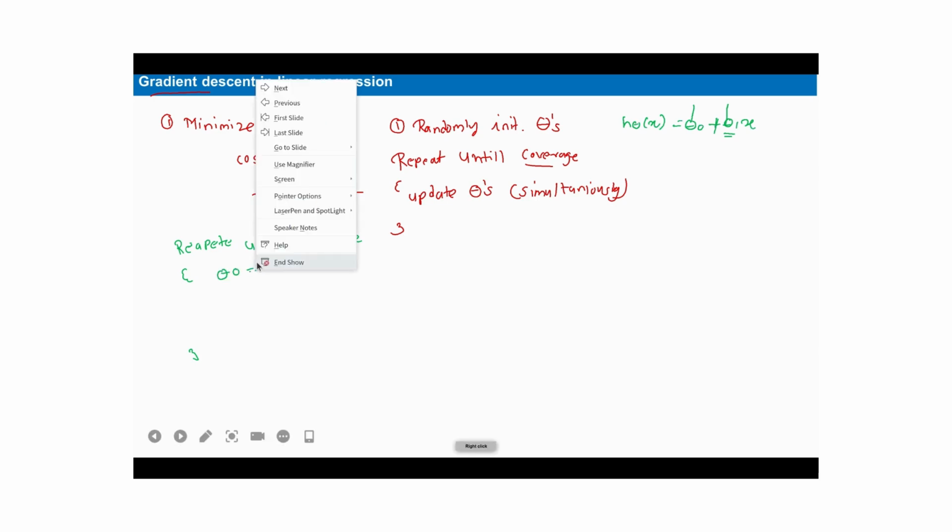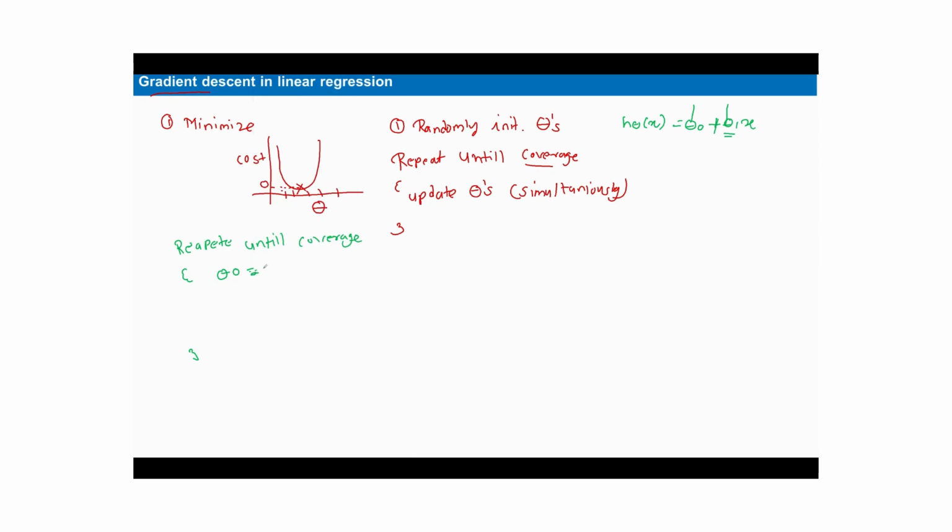Theta 0 is equal to theta 0 minus alpha into the partial derivative of the cost function with respect to theta 0 and theta 1. In the same way it will update theta 1 also. Theta 1 is equal to theta 1 minus alpha into the partial derivative of the cost function with respect to theta.